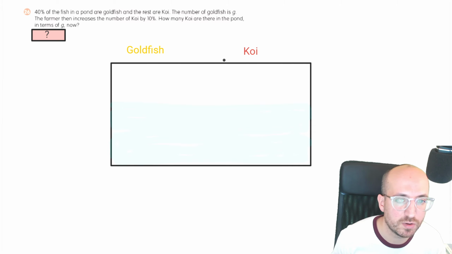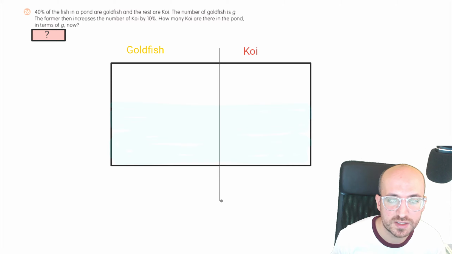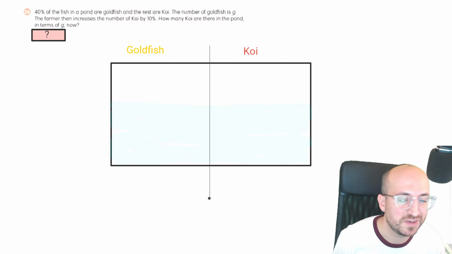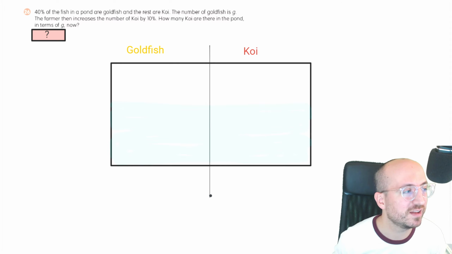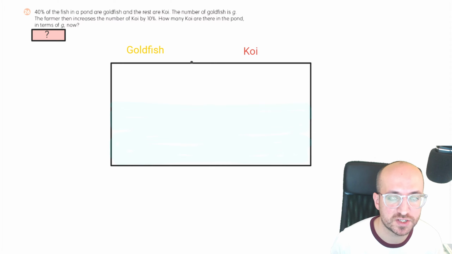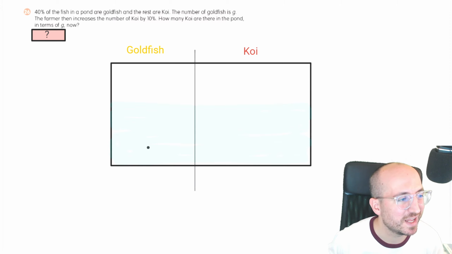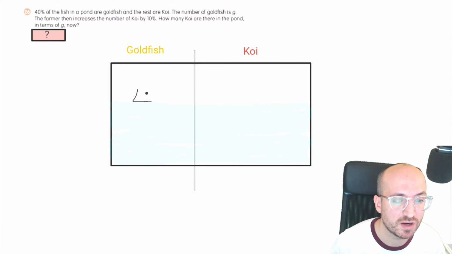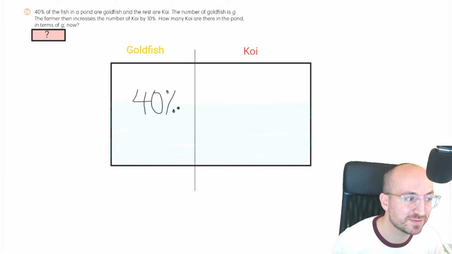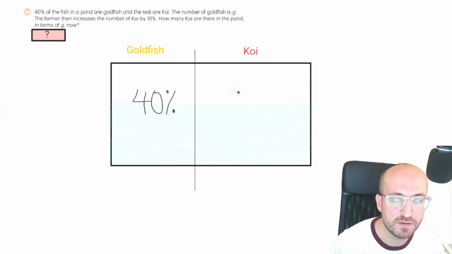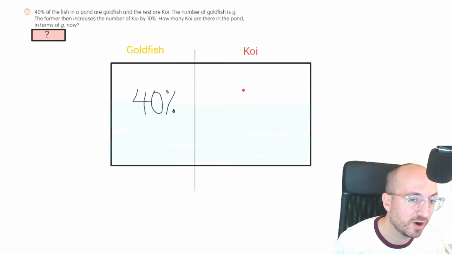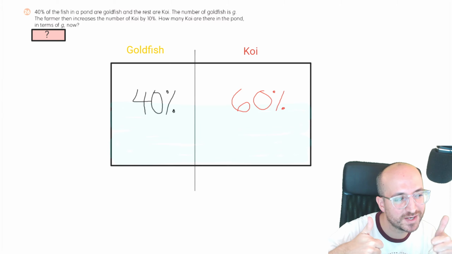So what do we know about them? Well, it's not necessarily 50-50 equal parts. Already, before we add anything in, it is 40% are goldfish. So I'm going to chop this up like that, and say that 40% of them are goldfish at the start, and the rest are koi. Do you already know that invisible calculation right there? You should be able to infer really quickly that if 40% of them are goldfish, then 60% are going to be koi. We're good so far? You got that far? Awesome.